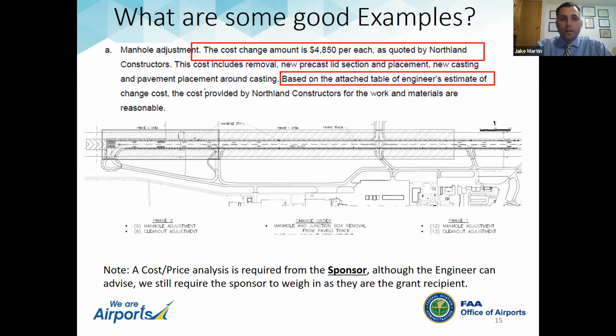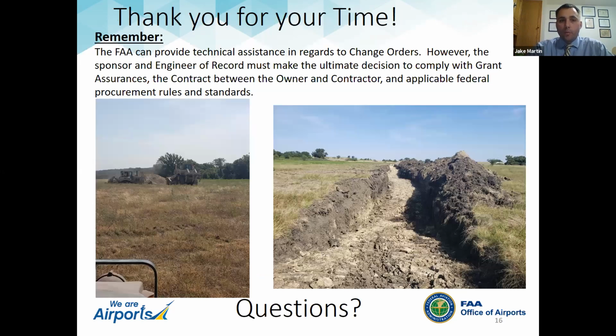So I wanted to leave enough time for some questions. Remember, we're here to help you out through the change order process, but the ultimate decision on proceeding with a change order is between the sponsor, the engineer of record, and the contractor. And then the FAA weighs in on whether it's eligible or not. But ultimately, the sponsor has to decide if it's the right thing to do for their project to proceed with that change order.